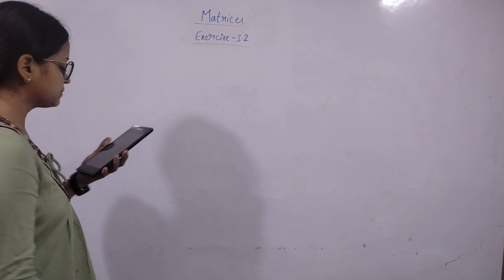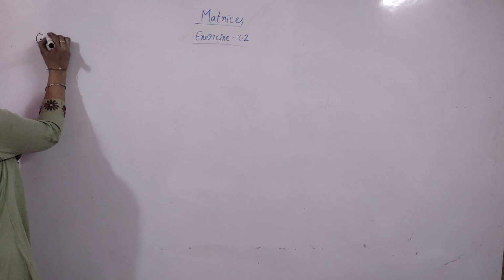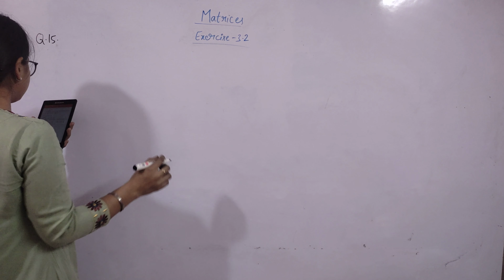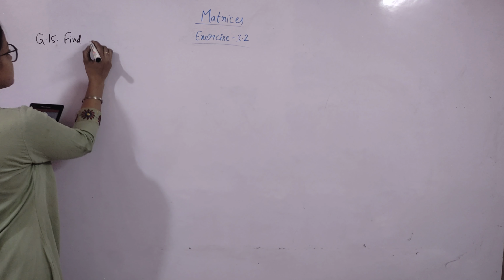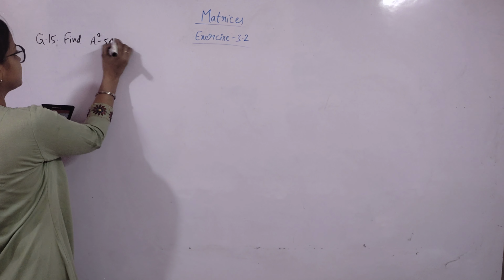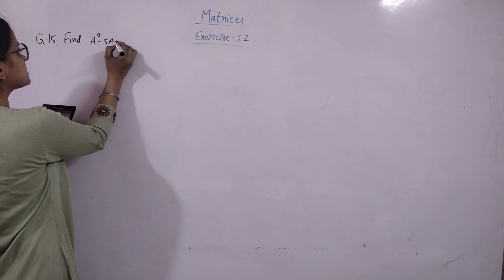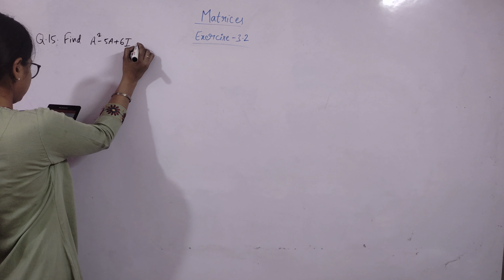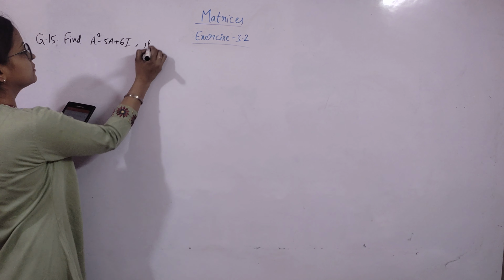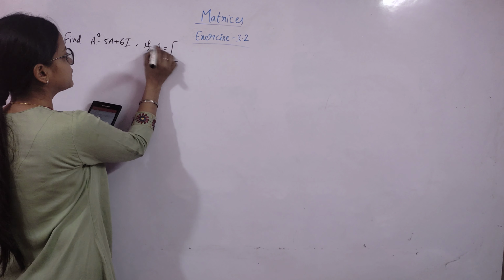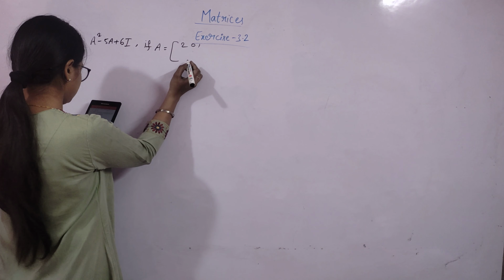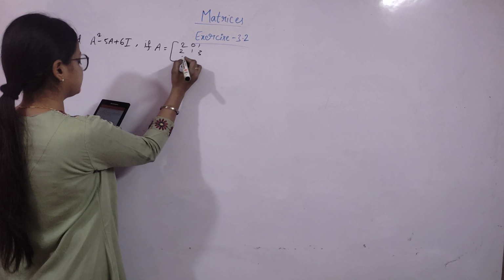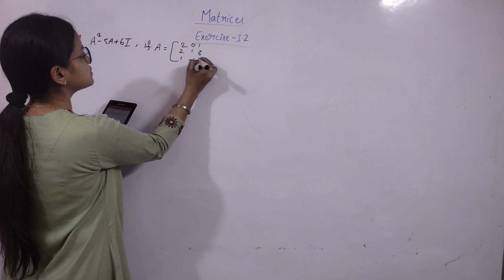Let us solve question number 15. It is given that, find A squared minus 5A plus 6I, if A is equal to the matrix [2 0 1; 2 1 3; 1 -1 0].